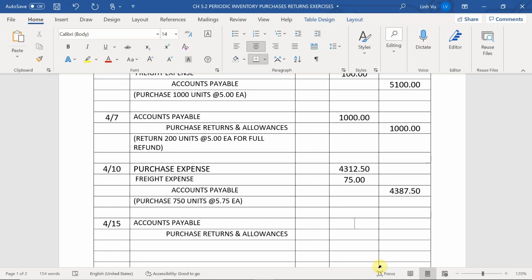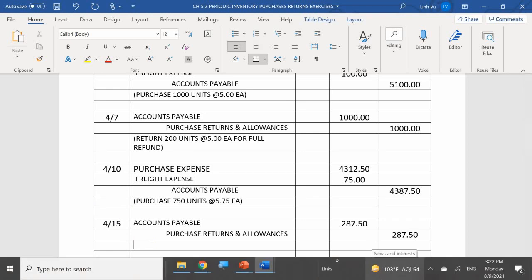You're going to take your 50 and multiply it by that $5.75 each to get a full refund of $287.50. Good. And I'm going to make another note here: return 50 units, or you could say broken units if you want to be even more clear, at $5.75 each for full refund.